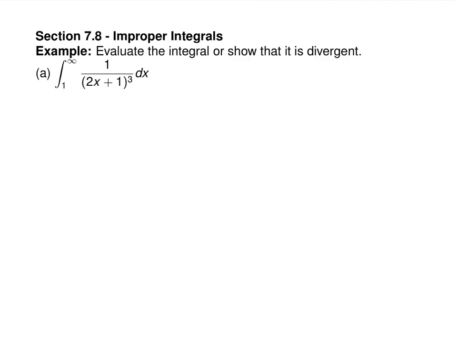The final topic, and I think kind of one of the neatest, is evaluating improper integrals. So we have two types: the type where one of the bounds is infinite, and then the type where you have an infinite discontinuity. This is the type with an infinite bound. So first you have to know how to use proper notation. So this is the same thing as the limit as b goes to infinity, the integral from 1 to b, and that is the same thing as 2x plus 1 to the negative third.